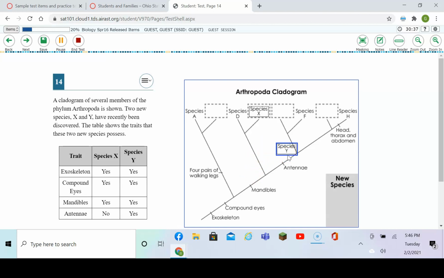Okay? Now, there are actually two correct answers here. You can put species Y here. And that's right. Or you can put species Y here. Okay? Either way is correct. I like putting it here. Okay? So, sometimes when you do these tests, there's more than one correct answer.